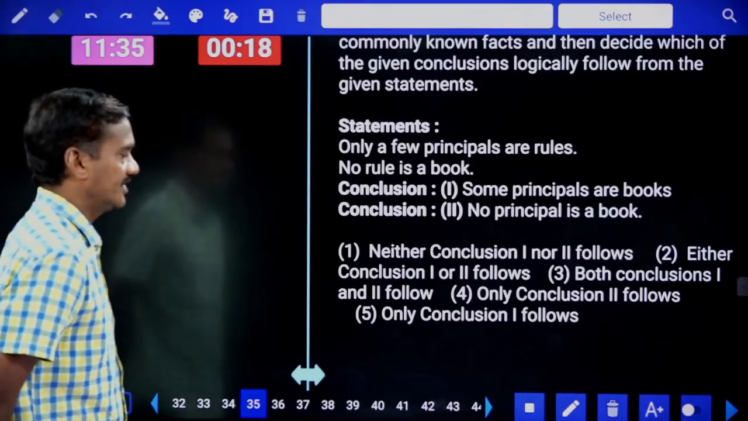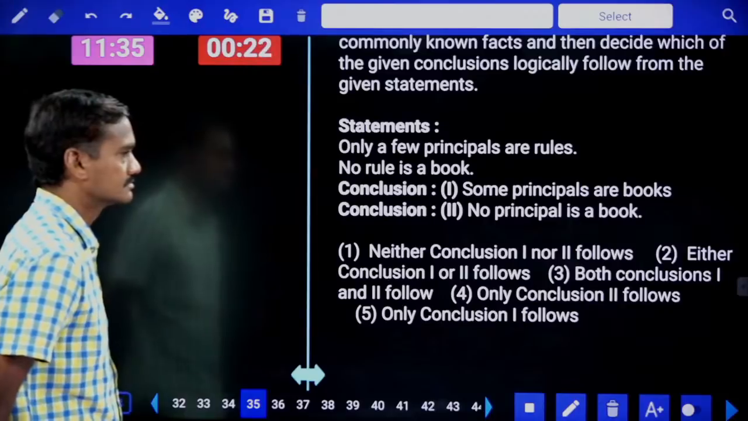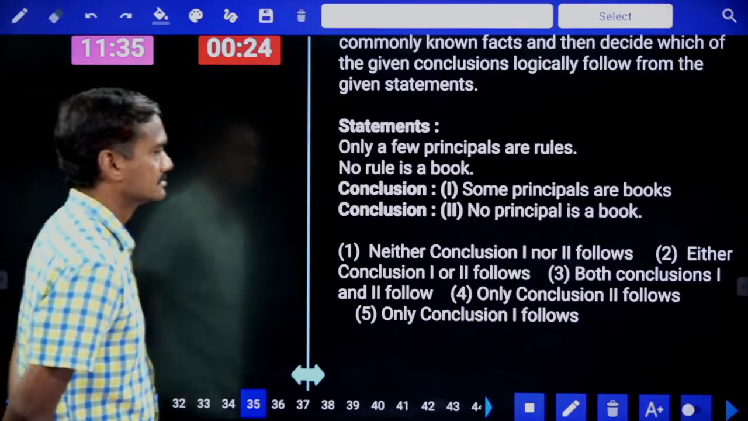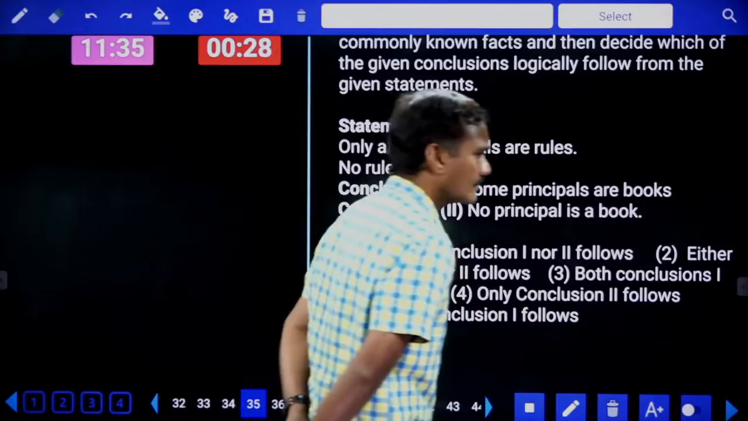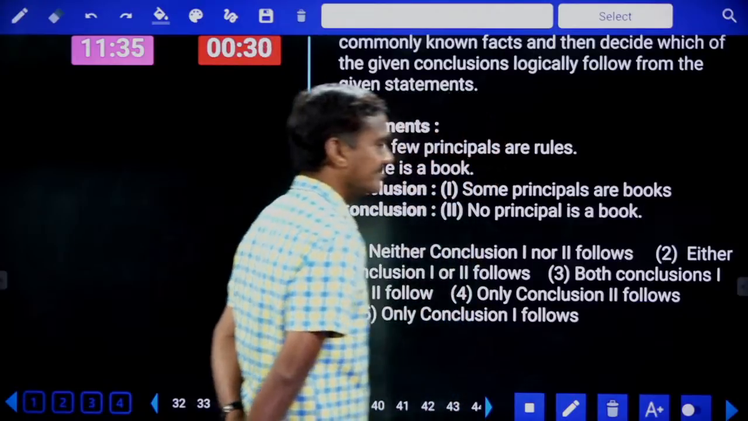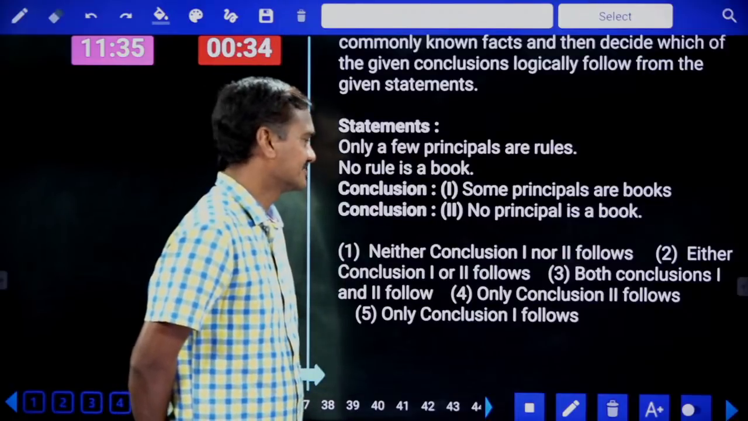Question number 35. Yes, Ankit, I'll explain that one again in English.